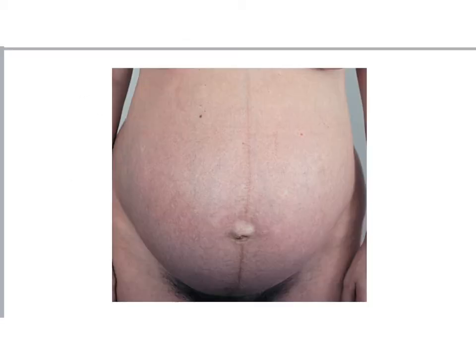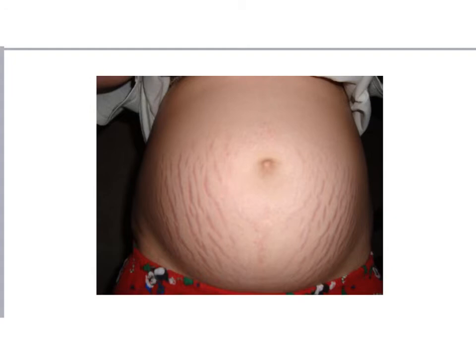Here's that picture of the linea nigra I was telling you about. You can see it starts way up at the top, comes all the way down. And then here are the striae. Young women can also get these during puberty when their pelvis and their hips expand pretty quickly.